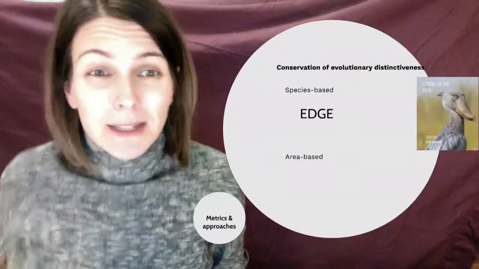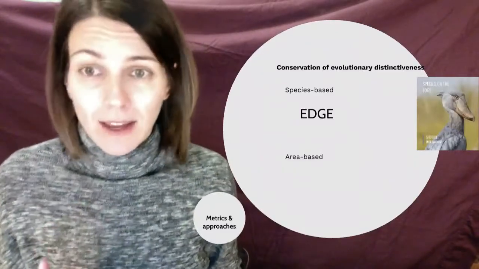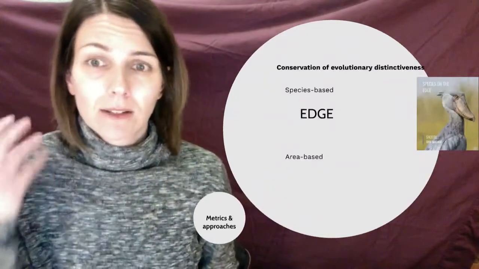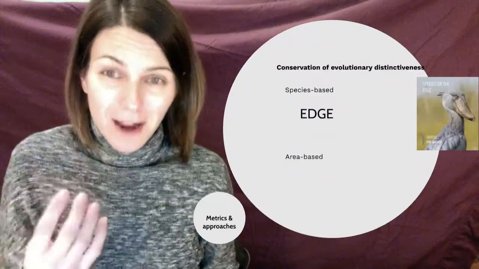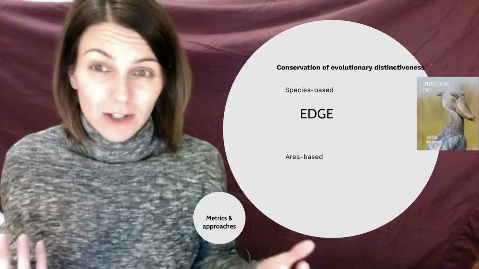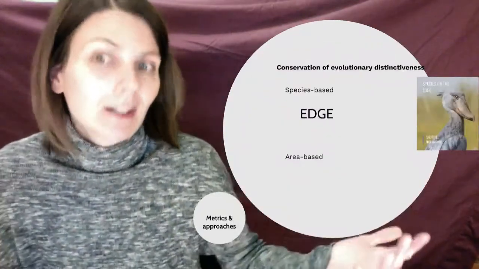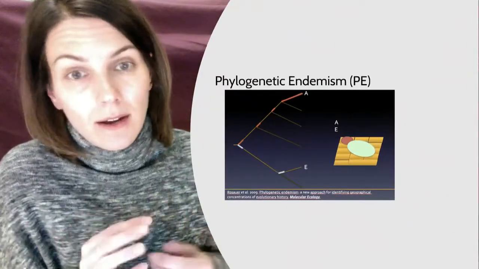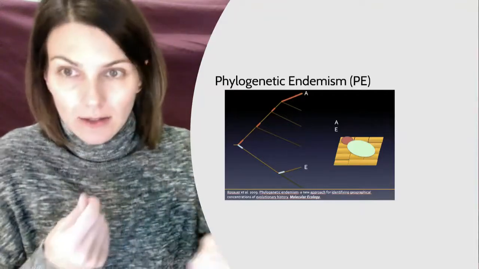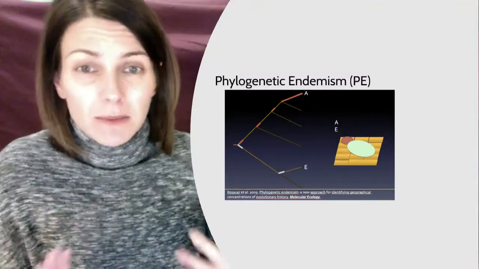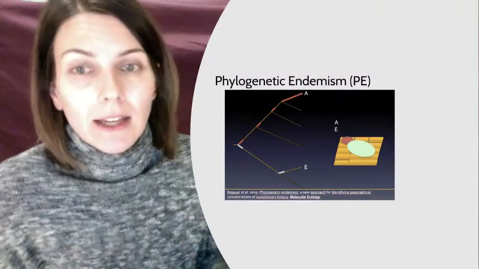We've already talked about some species-based metrics, like the EDGE list. So today I'm focusing on area-based metrics. This is how we select areas that have a whole bunch of really important species in them, or areas that contribute a whole bunch to the total phylogenetic diversity in a region, for example. The main metric that we use in conservation planning, where we're trying to optimize the areas that we would choose to protect, is usually based around phylogenetic endemism.